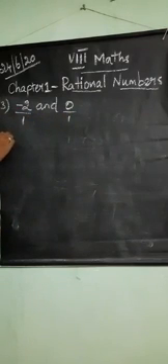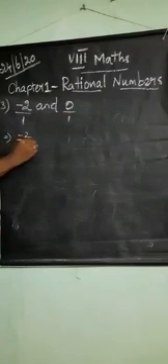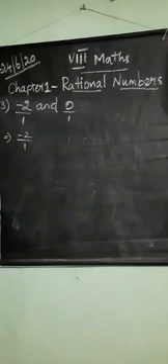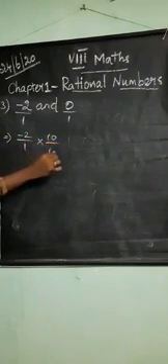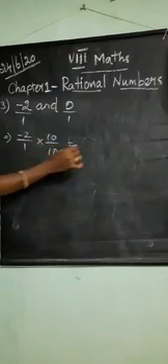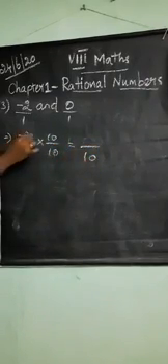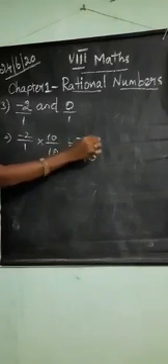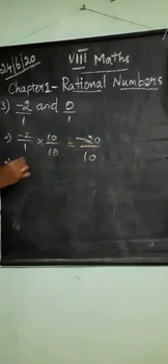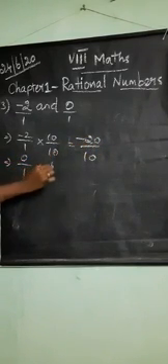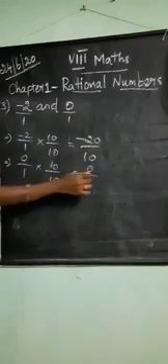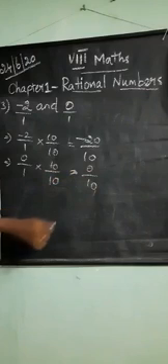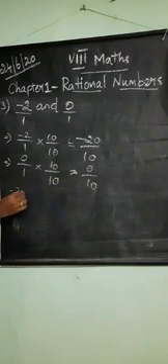Now see, minus 2 by 1, multiply with any number, divide into 10 by 10. So what is the answer? 1 into 10 is 10, minus 2 into 10 is minus 20. Then the second one, 0 by 1 into 10 by 10, so the answer is 0 by 10. So minus 20 by 10.